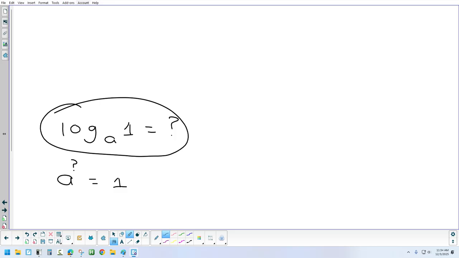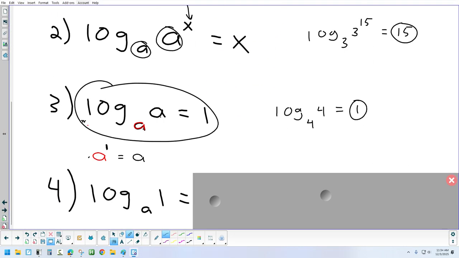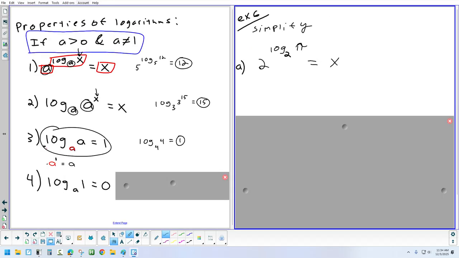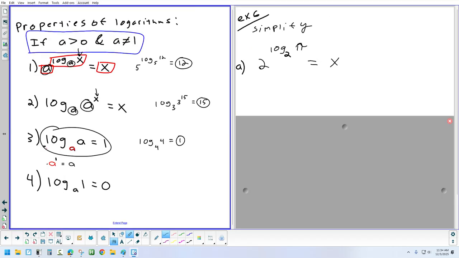What power can you raise something to and always get 1 as the answer? 0. So this is saying that when you take the log of 1, the answer is always 0. Doesn't matter what the base is. And this is the rule from algebra 1 that anything to the 0 power is 1. This is how you write that as a logarithm. Let's try a couple more of those.